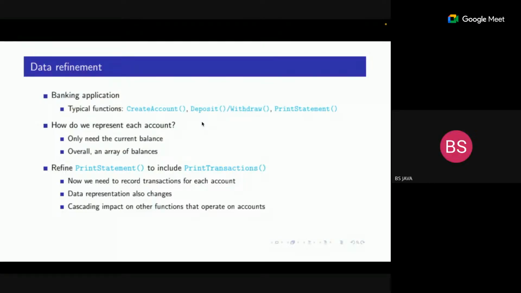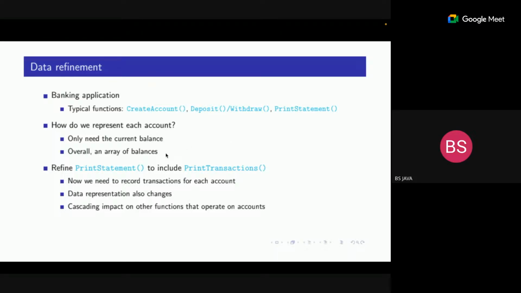Okay. Suppose we have an integer array, some 100 customers in a bank, and the value that is stored in this particular array is just the current balance of that particular customer. In that case, deposit will just increment the value at that particular index, and withdraw will just decrement the value, the current balance. And the print statement will just print the current balance, the basic thing.